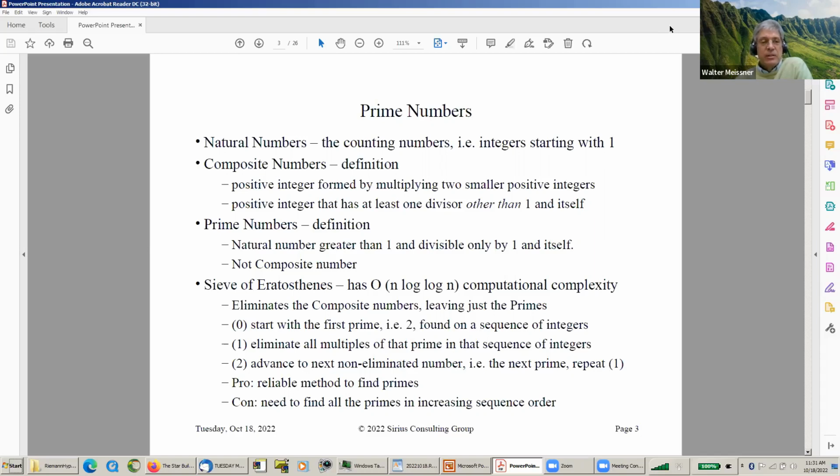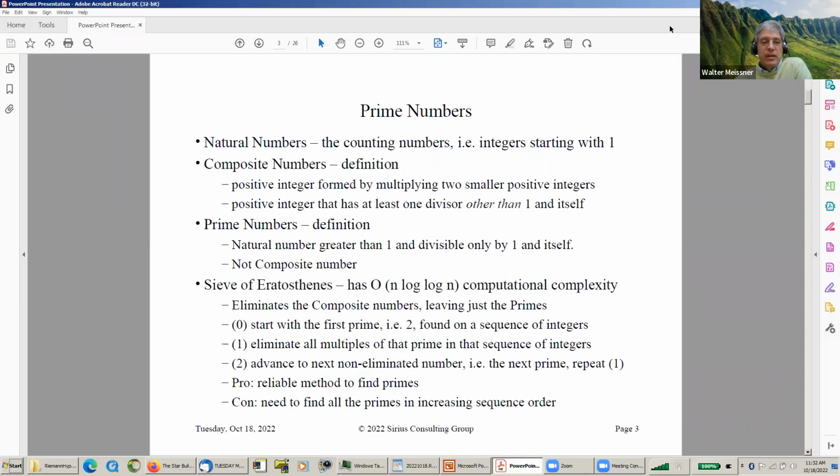The sieve of Eratosthenes has order n log n computational complexity. It eliminates composite numbers, leaving just the primes. So the first step is you build a sequence of integers and you start with the first prime, which is by definition 2. And you take multiples of 2 and cross that out in the sequence of integers. And then you advance to the next non-eliminated number, which will be the next prime. And then you go to step 1 and repeat and eliminate all multiples of that prime.